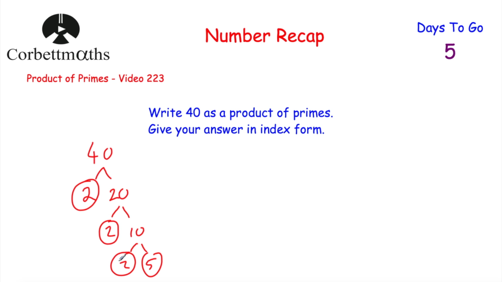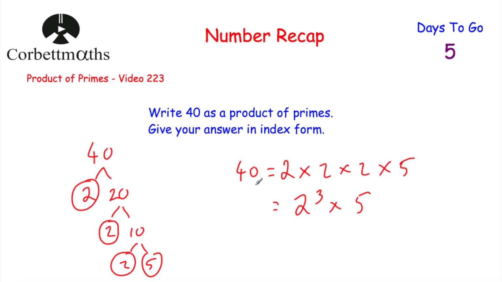We've got 2 times 2 times 2 times 5. So 2 times 2 times 2 times 5 is 40. So 40 is equal to 2 multiplied by 2 multiplied by 2 multiplied by 5. And that's 40 as a product of primes. But we're asked to give our answer in index form. So the answer would be 2 times 2 times 2 is 2 cubed multiplied by 5. And that's it. So 40 is equal to 2 cubed times 5.